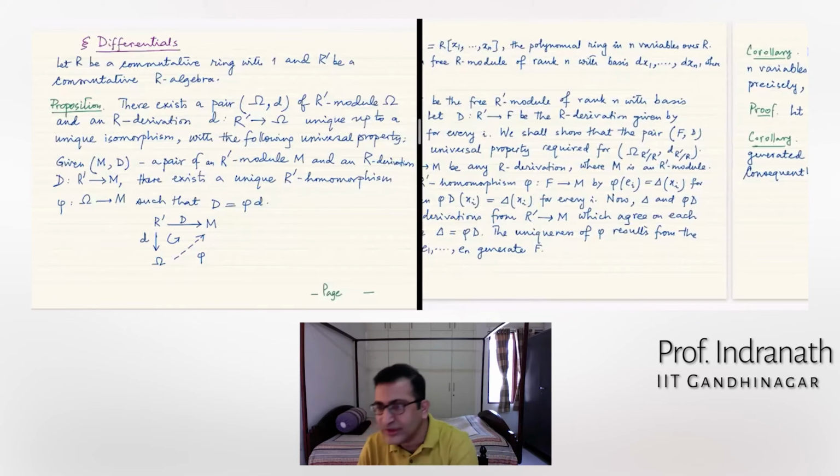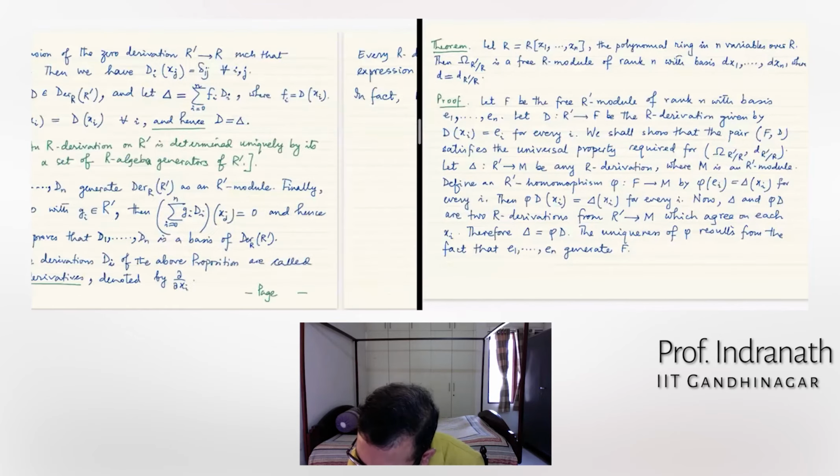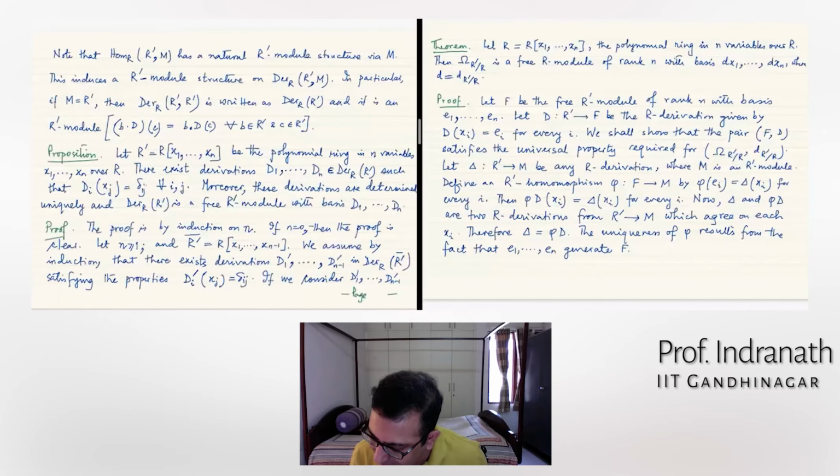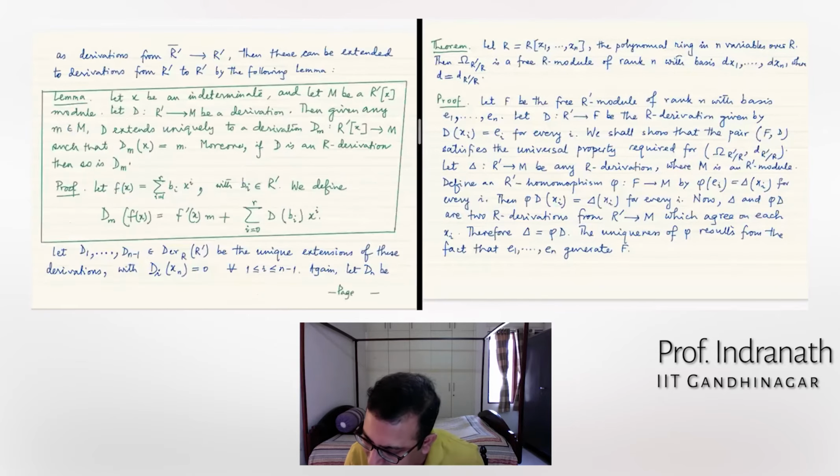So basically your proof was done. Only thing is that the language was not ready. Now you have the language also. When you prove this statement, this lemma was extremely important for proving it: if you have a polynomial ring in the variable x, and if you have a derivation, then given any m in M, d extends uniquely to a derivation such that d(x) equals m.